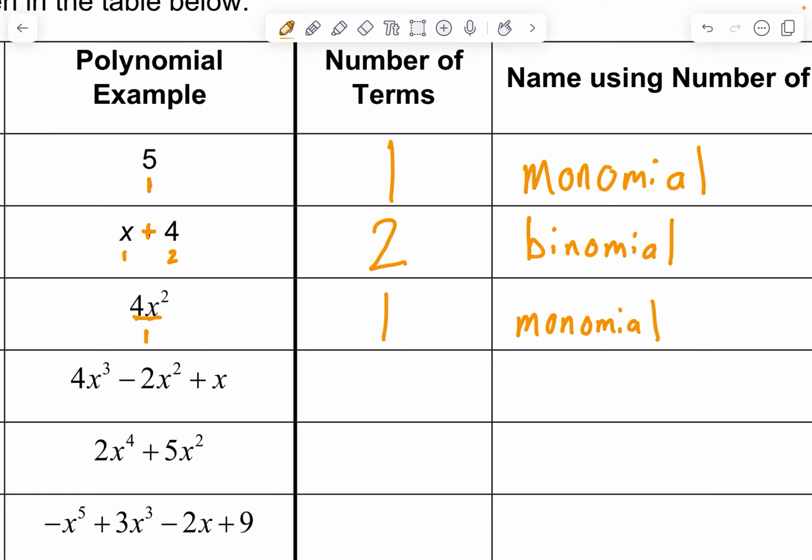All right, and then getting to this third one here. Look, you have a minus sign, a plus sign, which means that we separated 1, 2, 3 monomials here. So this has 3 terms, and this name's going to be a trinomial.